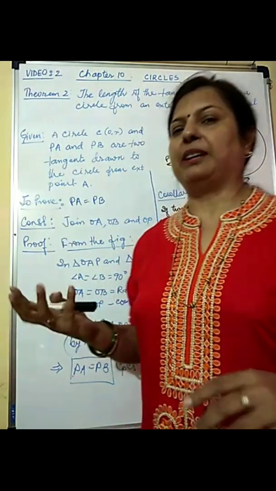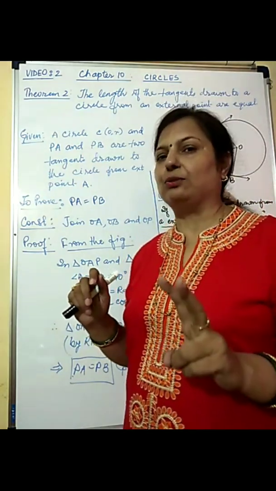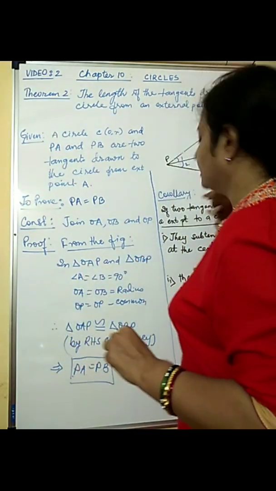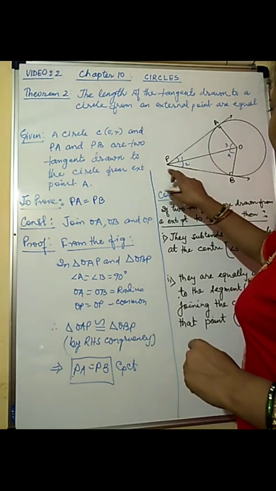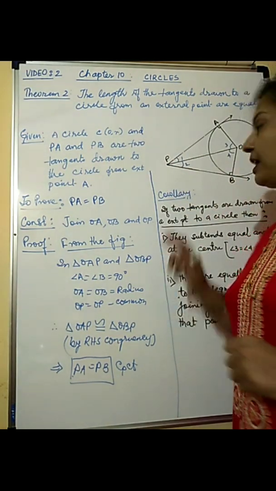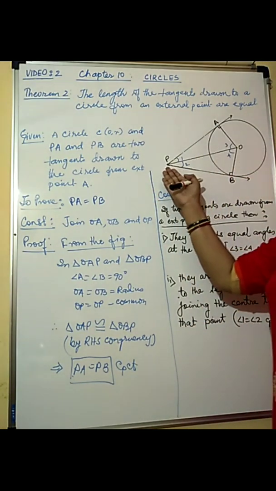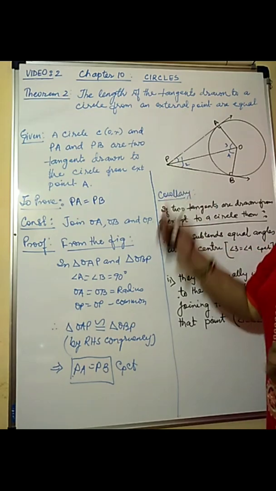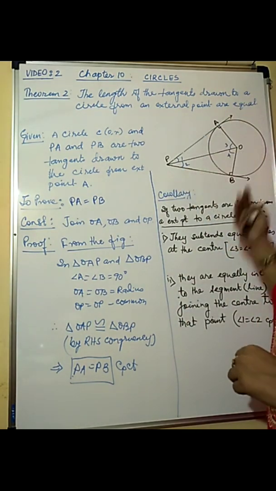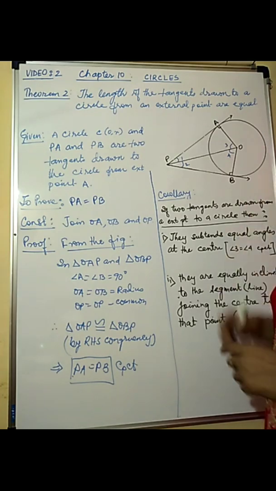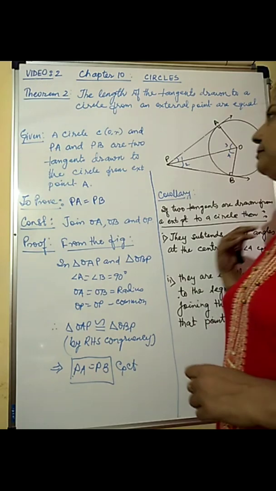Now, if you remember in my previous video, I already mentioned that from an external point, only two tangents can be drawn to the circle. If you observe this figure, P is the exterior point, and PA and PB are the two tangents drawn to this circle from the exterior point P. Something we have to verify is whether the length of the tangents are equal, whether PA is equal to PB. So let us see if we can geometrically prove it.